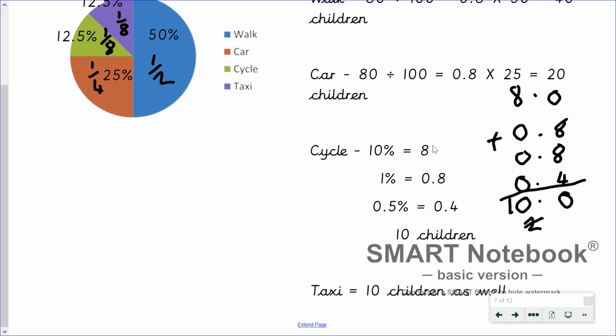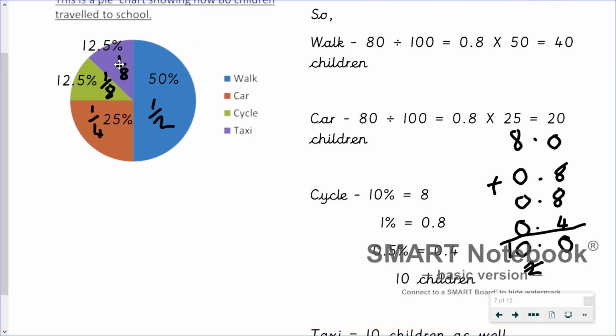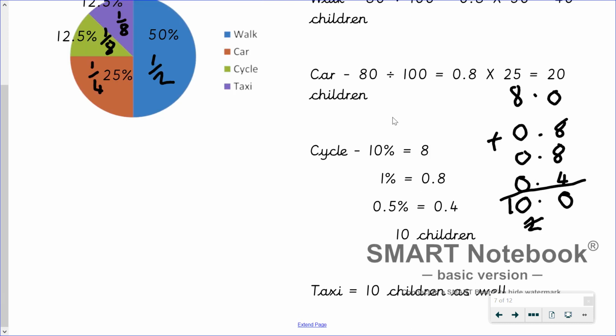So I've got 12.5%, so 10% goes here. I've got 2 lots of 1% to get me to 12, so 0.8, 0.8, and 1 lot of 0.5 here. Add them all together gives me 10, so I've got 10 children who cycle. And then this one, the taxi, is exactly the same size, so it's 10 children as well.